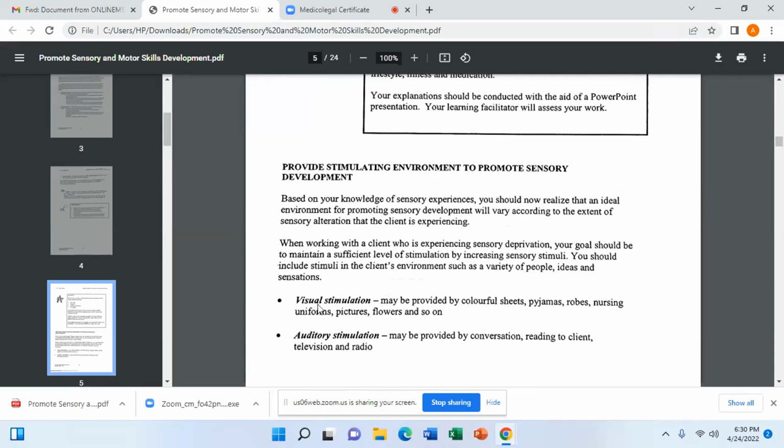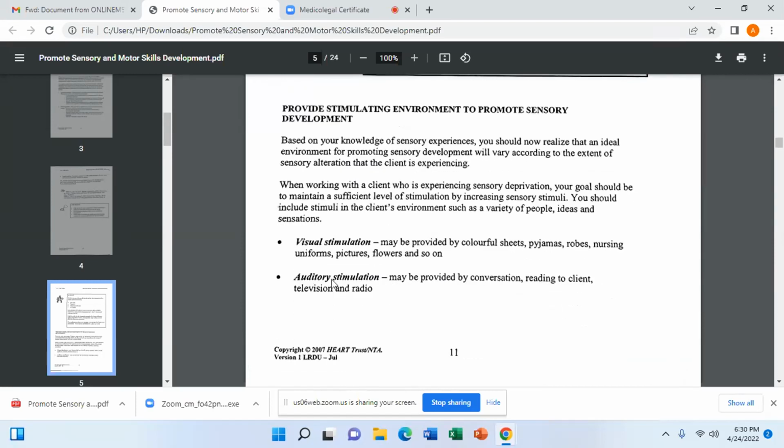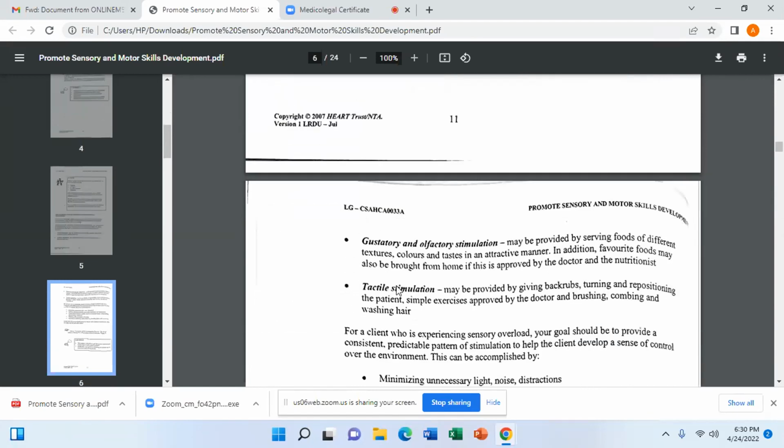So ways in which you can help with visual stimulation: colors, right? A lot of colors. So colorful sheets, colorful pajamas, colorful robes, nursing uniform, and flowers, right? Auditory stimulation may be provided by conversation. So you talk to the person more, you read to the person, you give television and radio.